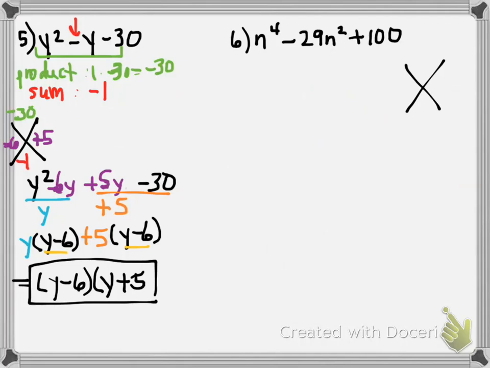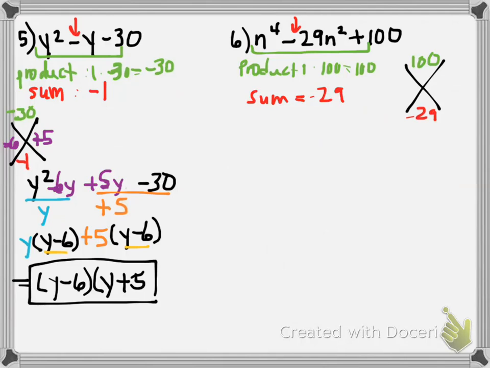As much as we would like it to be, it is not. So let's go through our little route here. Product number is going to be 1 times 100, which is 100. Goes on top. Sum number, we just pull the linear coefficient, which is negative 29. And now we play the game. What are two factors of positive 100 that give me negative 29? So first thing I notice, I'm going to get two negatives.